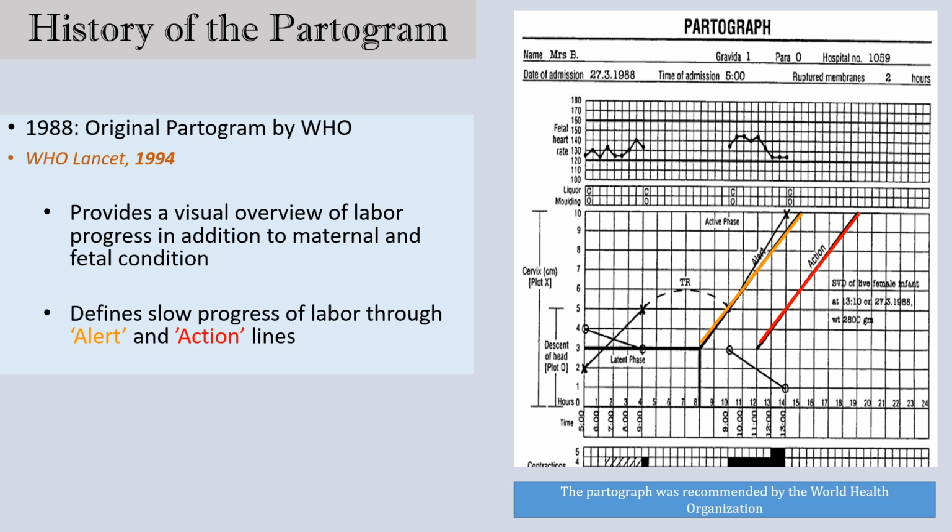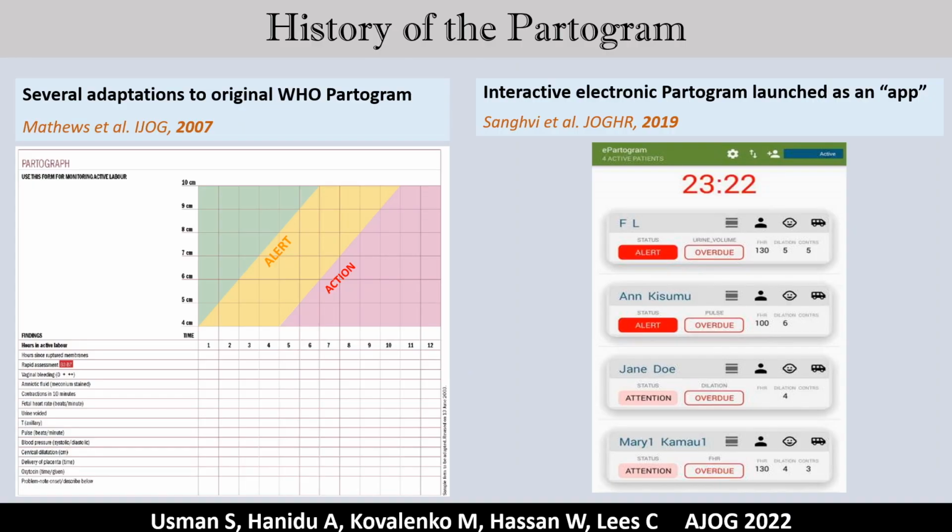In 1994, the WHO recommended the partogram to be used to define slow progress of labor through alert and action lines. The top panel shows fetal observations and labor progress, while the bottom panel displays maternal medical information. The alert line, which is highlighted in orange, depicts the slowest acceptable labor progress, while the action line, highlighted in red, needs prompt management by a medical team. In 2007, several adaptations to the original WHO partogram have been made.